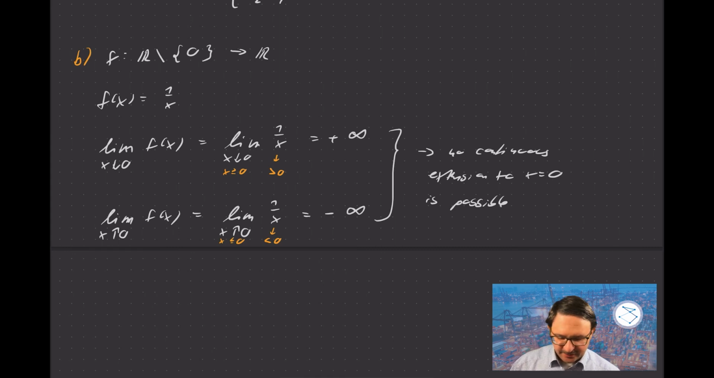And just to reiterate, we would have known that here already, because infinity is not a finite limit. We need a finite limit for a continuous extension. We cannot define a function value of infinity. Okay, so this would have been sufficient. That's just for the sake of completeness here.